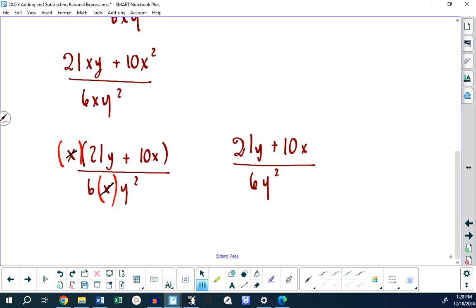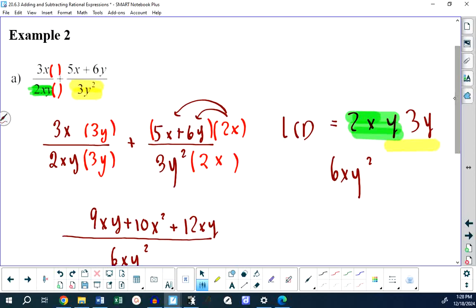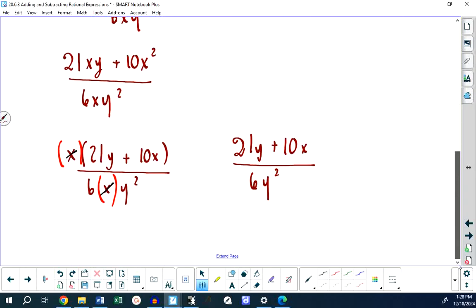If you would have noticed, you could have simplified the first rational expression to begin with. 3x over xy squared, I could have just canceled those x's and done this. In which case, my lowest common denominator would only be 6y squared, and I would have arrived at my correct answer one step earlier. Let's try another one.